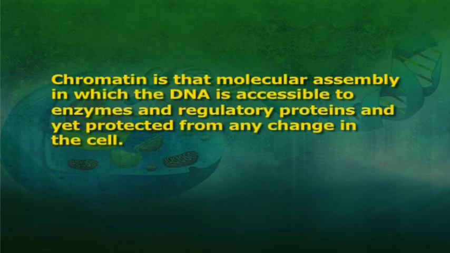Secondly, the microenvironment in the cell is replete with nucleases, ions and other small molecules that would unnecessarily bind to the DNA or cleave it. The DNA therefore requires a protective shield, and at the same time this molecule should still be able to carry out its functions. For this purpose, the DNA should be accessible to specific enzymes for replication. It should also be available to small transcription factors and enzymes for transcription. Chromatin is that molecular assembly in which the DNA is accessible to enzymes and regulatory proteins and yet protected from any change in the cell.